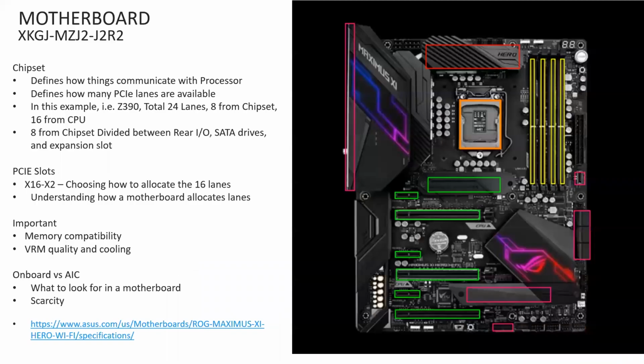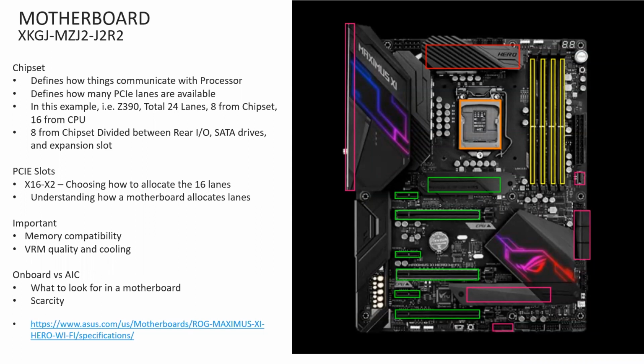Okay. All right, I'm going to go through the motherboard real quick. Most people don't really ever look at this, but it is the chassis that holds everything together. The chipset is going to be unique to it, and it is going to define how everything communicates with the processor. First of all, it's going to define how many PCIe lanes are available and how they're all tied together. This motherboard is a Maximus XI.